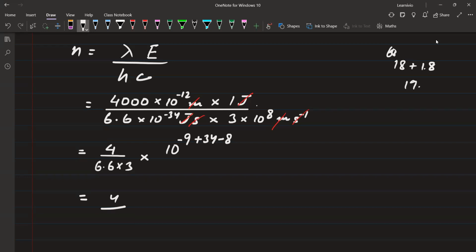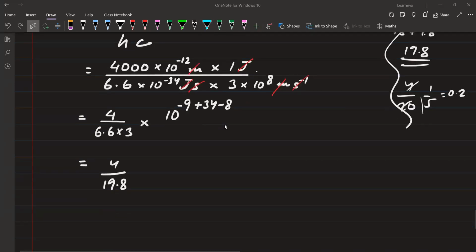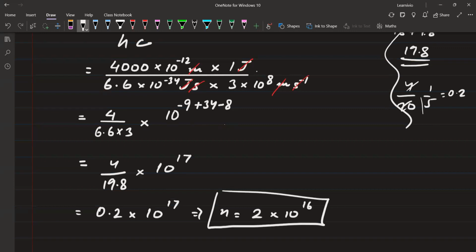This will be 19.8, right? If I have 4/20, what will it be? 1/5 is equal to 0.2. The approximate answer will be the same, 0.2 or a little more. Now I can write 10 to the power, this will be 17, so this will be equal to 0.2 into 10 to the power 17, which is basically 2 into 10 to the power 16. So we will be requiring this many photons.